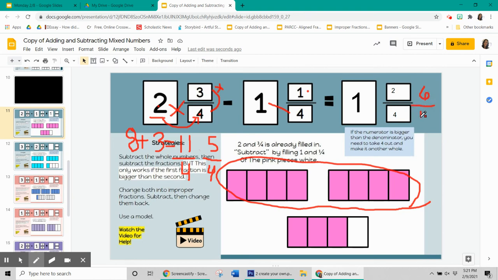And 6/4 is really 1.5 or 1 2/4 because you have 6 pieces to work with here. Take 4 of them away and make it into 1 whole. And then there's 2/4 left over. So that's how you get 1 and 2/4. So that's how you do this using the 3 different strategies.